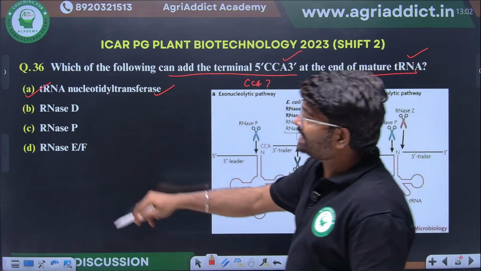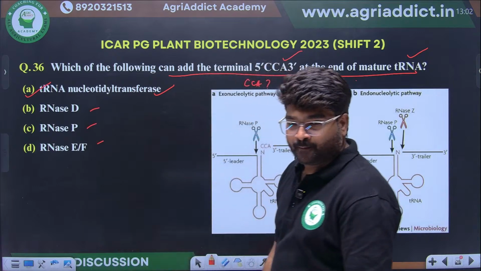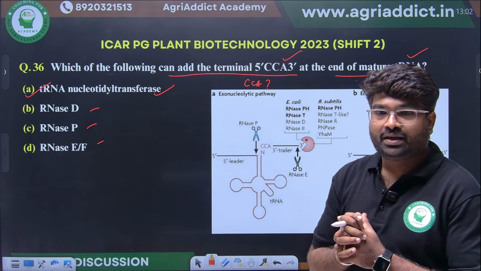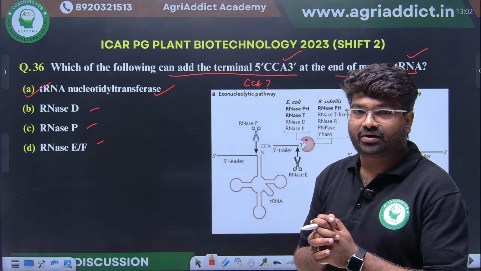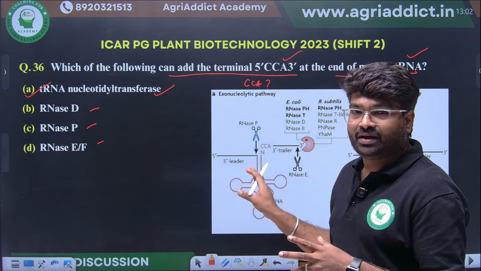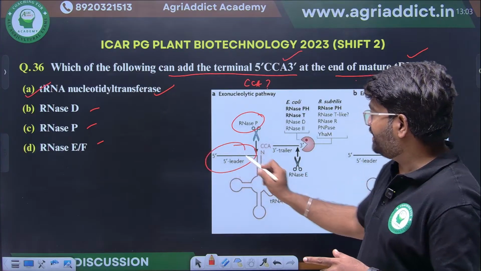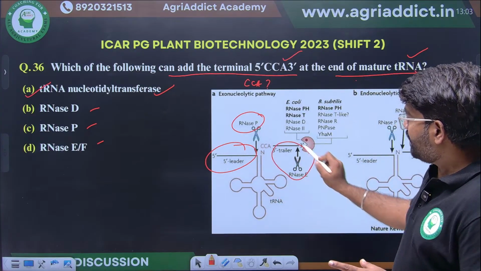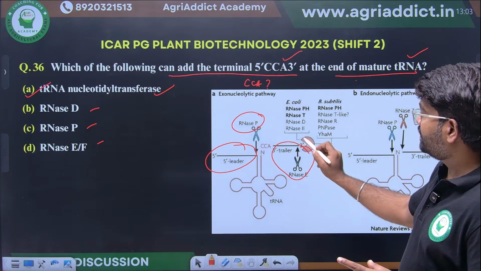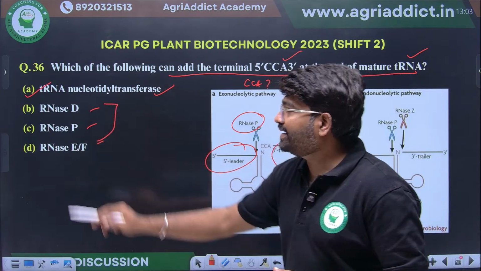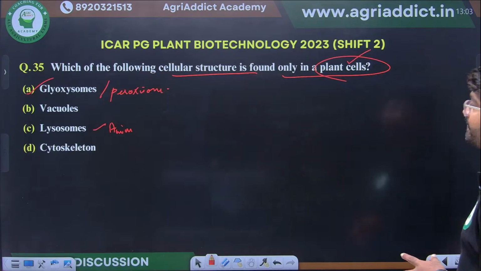Then what about RNase P, D, E and F? These will be involved in processing of the tRNA. For example, RNase P will process the 5' end, and RNase E. Apart from this, RNase D will process the 3' end. This they can ask: RNase P, RNase D, RNase E, and RNase F.